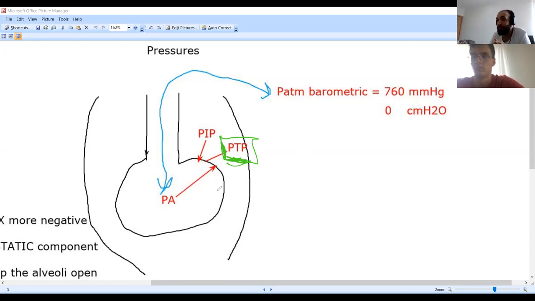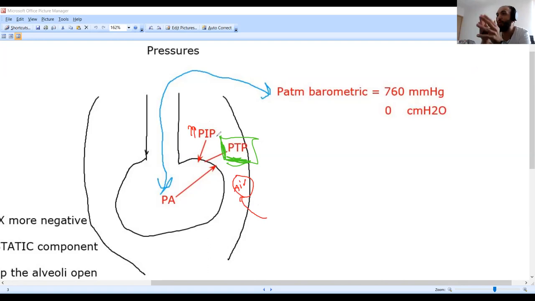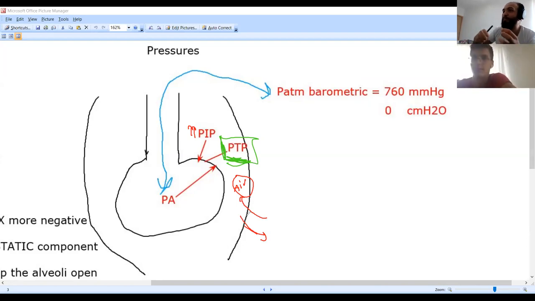You understand? Do you know a condition in which the alveoli might collapse because the PIP increases and becomes more than the PA? Yes, pneumothorax. When the air comes here. So what will this air do to the PIP? It will increase the PIP. So it will collapse the alveoli. So I have to do something. What should I do? Take this air out and decrease the PIP so I can expand the alveoli.